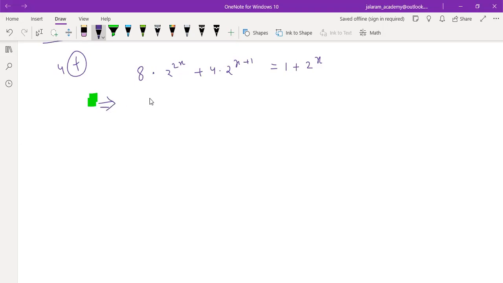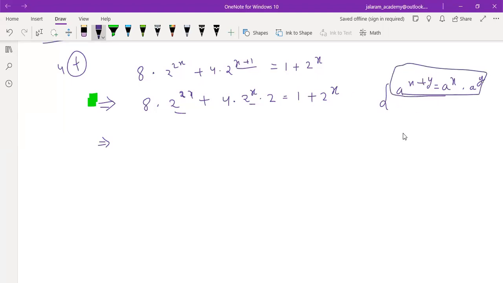It implies that, look at this, 8 into 2 to the power 2x plus. For all these types of questions, first of all, separate these powers. So we can write 4 into 2 to the power x into 2, as we know that a to the power x plus y equals a to the power x into a to the power y. So 2 to the power x plus 1 is 2 to the power x into 2 to the power 1, which is 2, equals 1 plus 2 to the power x. So now there are no composite indices, compound indices. Okay. So what should we do now?